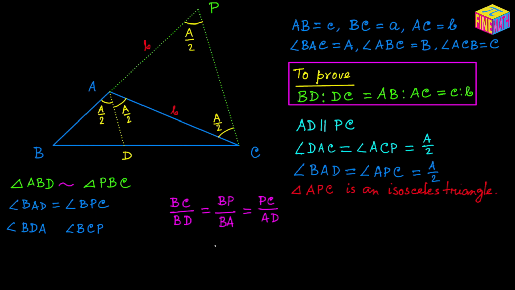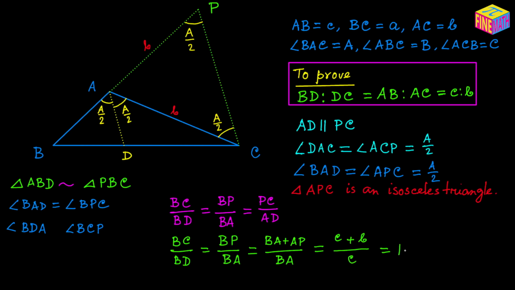BC over BD equals BP over BA. Using this part of the proportionality, what is BP? Well, BP is actually BA plus AP. Now what is BA? BA is actually the side length, lowercase c, and AP is equal to lowercase b units, so plus b. So that is c plus b over BA, which is again lowercase c, so that can be written as 1 plus b over c.